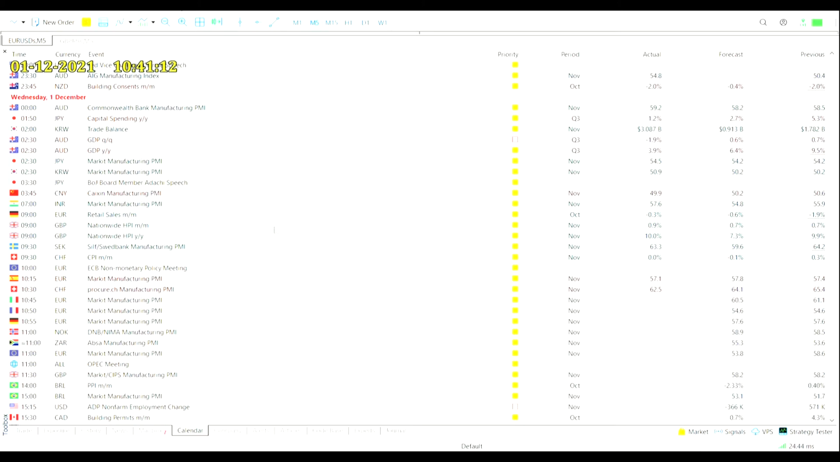Retail sales from Germany at 9 o'clock, month on month. They'd forecast negative 6, wasn't that bad, at negative 0.3. Nationwide house price index month on month from the Great British Pound. How are they doing over there? 0.9% on the month on month against 0.7% forecast, and it puts the yearly at 10%. 10% increase on the average house price over the last year. Very good. CPI month on month from Switzerland, they are keeping it down at 0.0%, and the previous was 0.3, so not too bad there either.